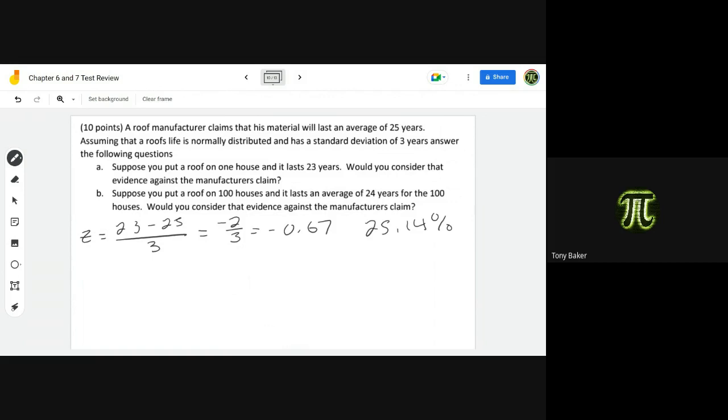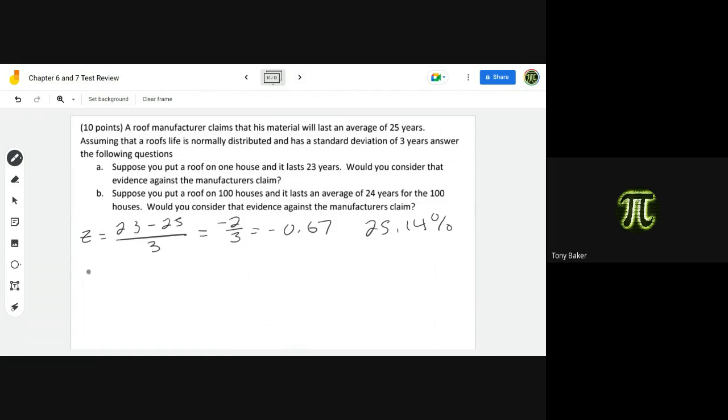Remember, where do we start thinking about on the bell curve being unusual? Anything after 3 standard deviations is out of the realm. When you start getting close to that, you can start to wonder, but this is within 1 standard deviation of it. So you wouldn't complain if your roof lasted 27 years, which is the exact same, just the other direction.